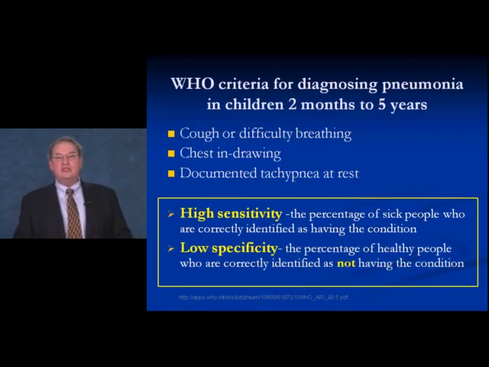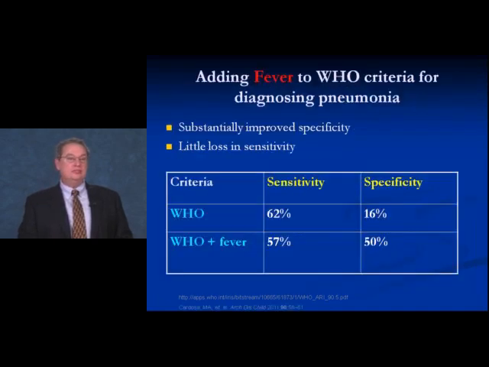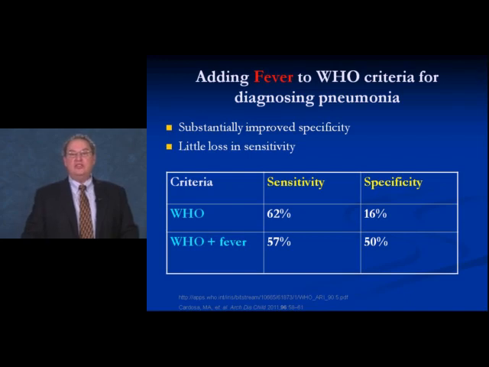So now, using the WHO criteria for diagnosing pneumonia in children 2 months to 5 years, when considering cough and difficulty breathing, chest indrawing, and documented tachypnea at rest, this has very high sensitivity but low specificity. So what happens if you add fever to these WHO criteria? There's substantially improved specificity with very little loss in sensitivity. Here we can see that adding fever takes sensitivity from 70 to 57%, so a very mild reduction, but the specificity increases from 16% to 50%.